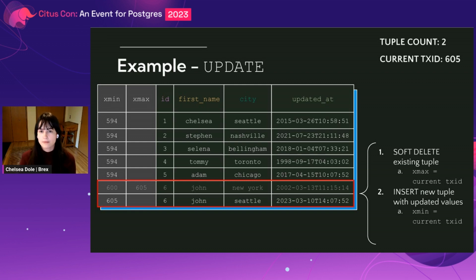Next, we're going to actually update John. John's going to move from New York to Seattle in 2023. So first we're deleting the existing tuple, and then we're inserting a new one. We do the soft delete by updating the metadata. So we add our current transaction ID of 605 to xmax for John's tuple in New York. And in the same transaction, we're inserting a new tuple with null xmax, meaning it's the most recent version, and he's now living in Seattle.